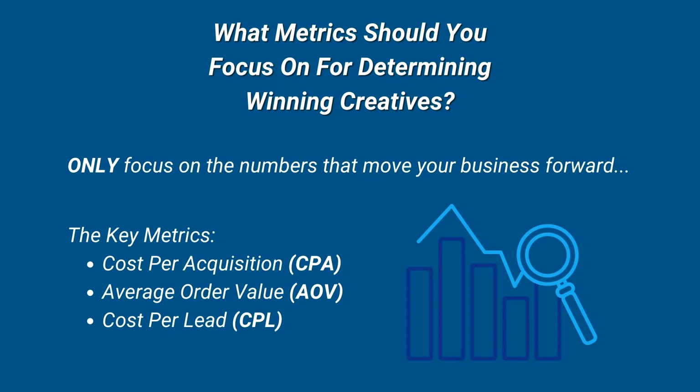So what metrics should you focus on for a winning creative? Now, I personally only ever focus on 3 numbers. I don't want to clog my data, I don't want to get messy, and I've always found simplicity always wins. So only focus on the numbers that move your business forward, such as your cost per acquisition, which means how much it costs to acquire a customer, and focus on average order value, which means if you have multiple products within your funnel, what's the average purchase price across all your products? And finally, a key metric is the cost per lead. How much is it costing you to acquire a lead if you're running leads?